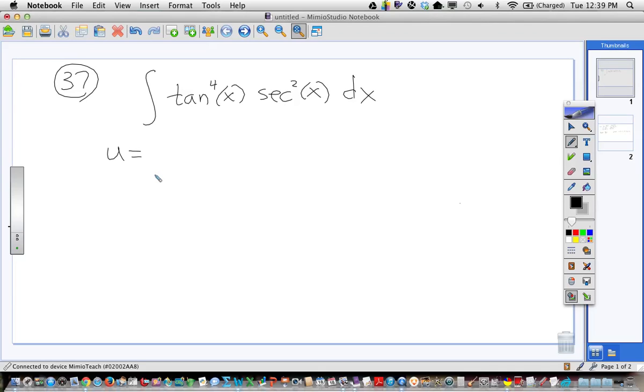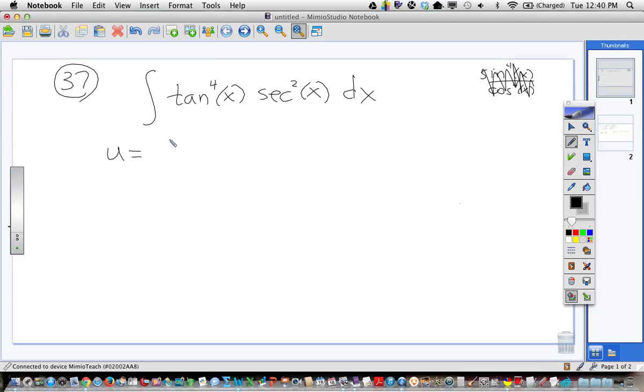Tangent to the 4th would be like sine to the 4th over cosine to the 4th. Let me think this through. Right? You're not as happy with that substitution now. Okay. All right. I was trying to think, I'm not sure where that would get us. If that would get us there. Anybody else?